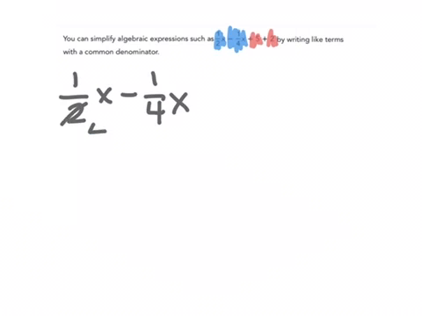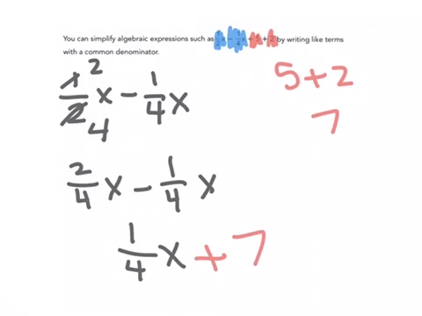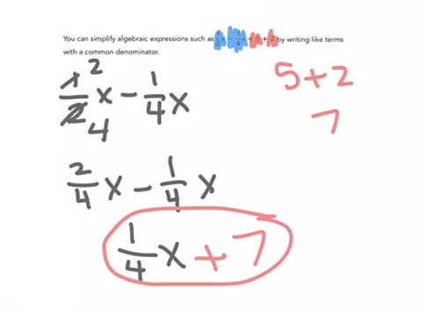So the common denominator would be 4. I have 2/4 x minus 1/4 x. 2/4 minus 1/4 is 1/4 x. Now if I do my 5 plus 2, that's going to equal 7. So my final answer is 1/4 x plus 7.